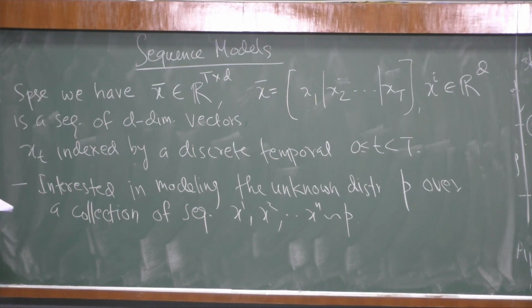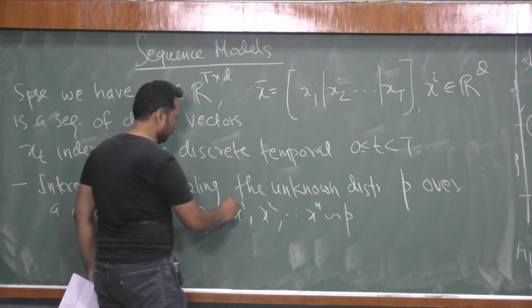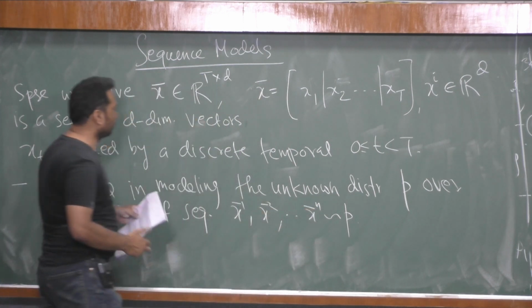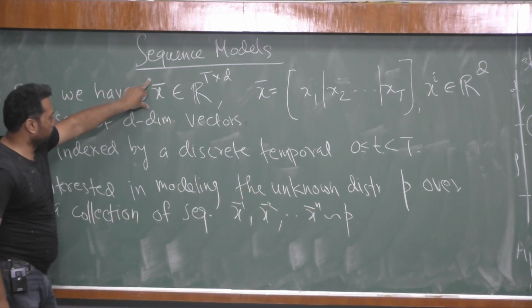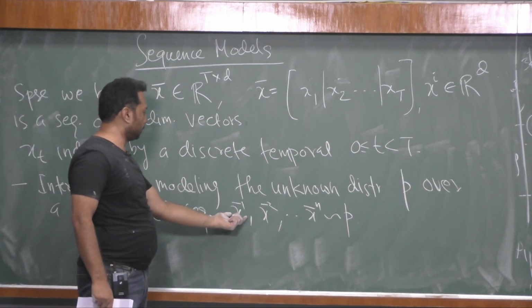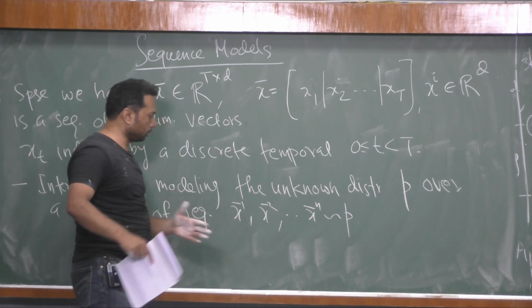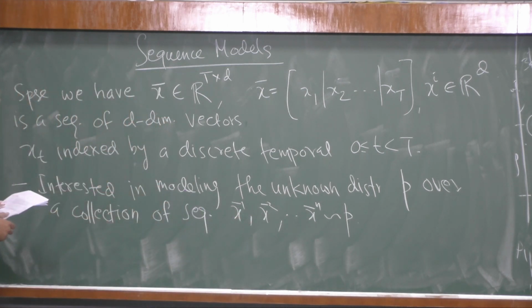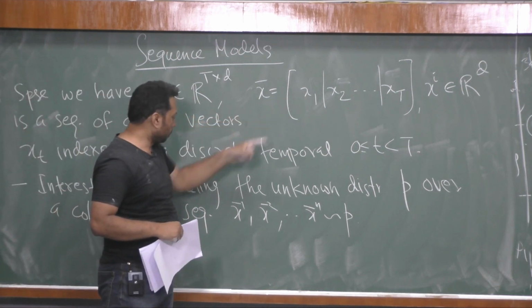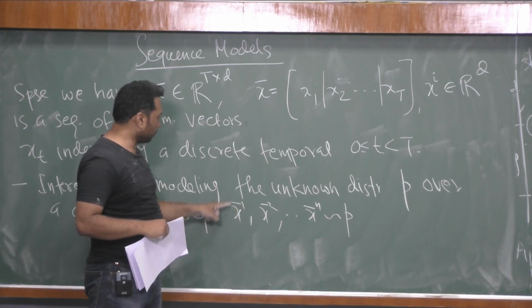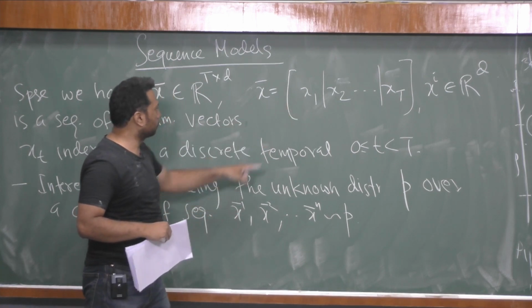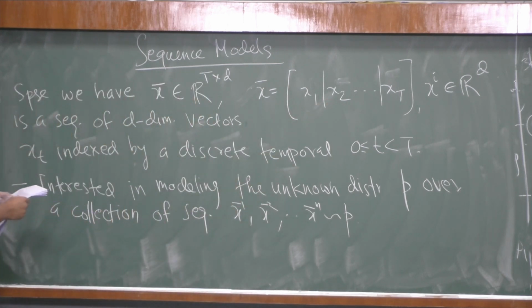If I have seen x1 to xn, in our notation this is this whole set of these sequences. So x bar 1 itself is a sequence up to T, and x bar 2 is another sequence, and so on. So we have these samples of sequences. Obviously we use subscript to denote one of the entries in the sequence. So x bar 1 subscript 1 will be first, x bar 1 subscript 2 will be second, and so on.